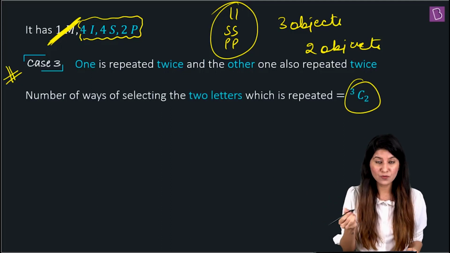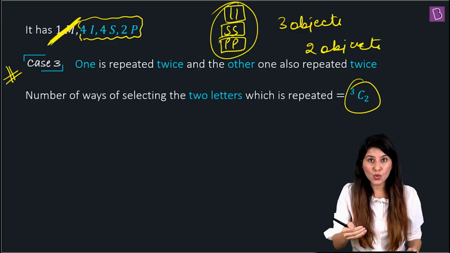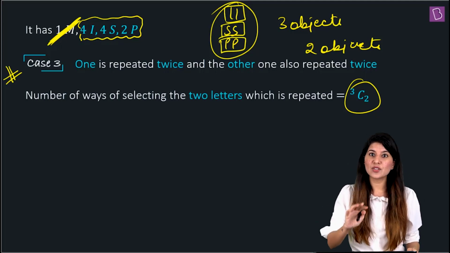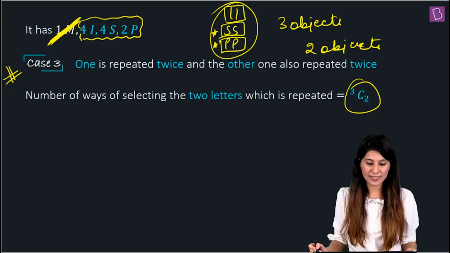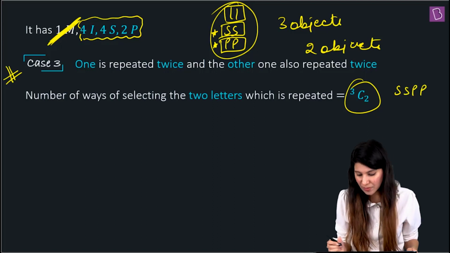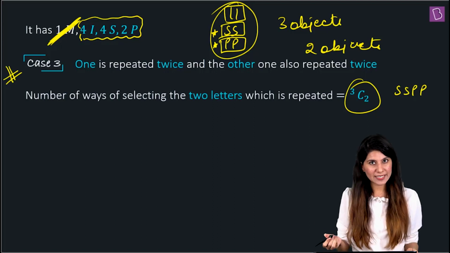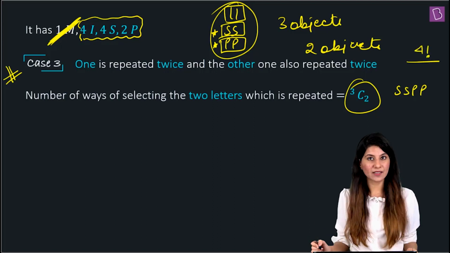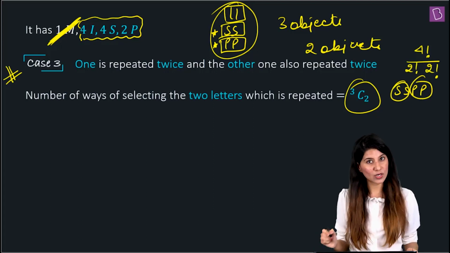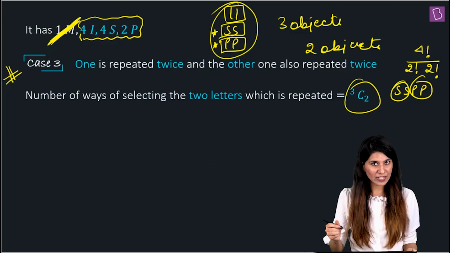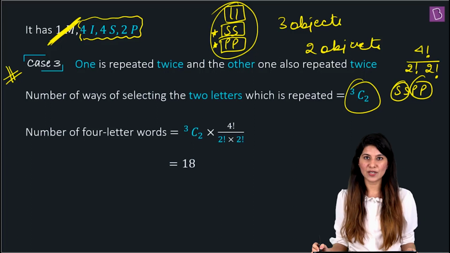Because 3 sets you're having 2 letters each. If you select 2 objects, that means you're having 4 letters. Right, now you have your 4 letters. For example, you have SSPP. Now you need to arrange it. 4 letters are there, 4 factorial by, now SS 2 identical, so 2 factorial, 2 more identical, 2 factorial. Now let's just multiply 3C2 into 4 factorial by 2 factorial 2 factorial, just like this. If you solve this, you'll get 18 as your answer.